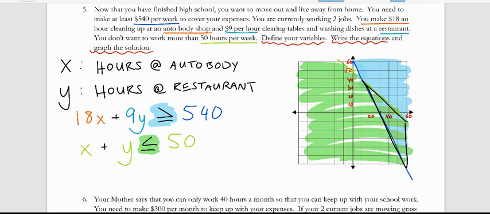So when I'm looking for a possible solution, I need to find a coordinate in that scalene triangle over there. Okay. So let's pick a random coordinate. How about one right here in the middle? This one looks like it's going to be 50 and negative 20. So let's see if this is a possible solution. If I plug in 50 for x over here, and negative 20 for y, that will be greater than or equal to 540.